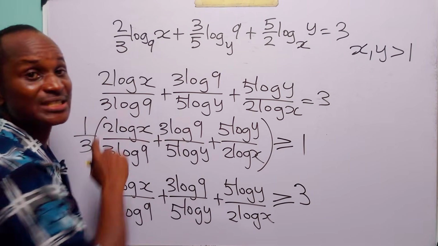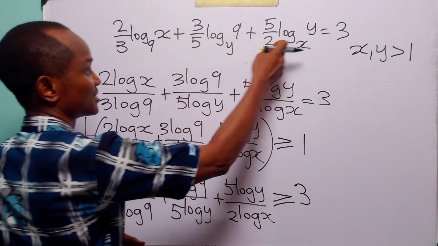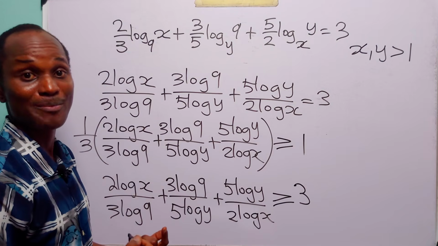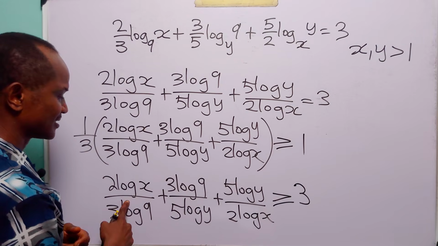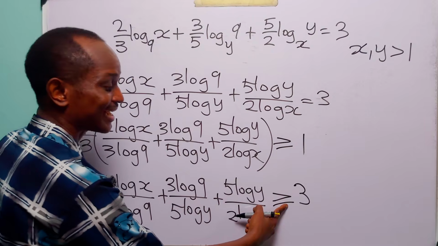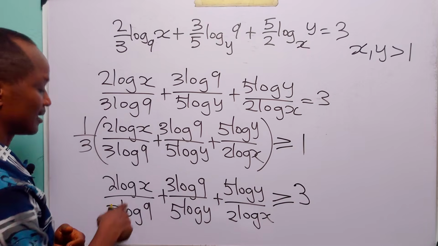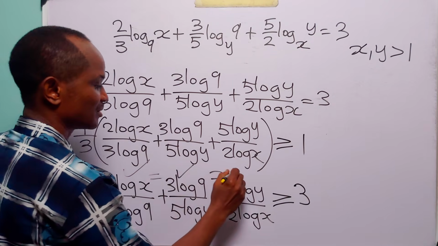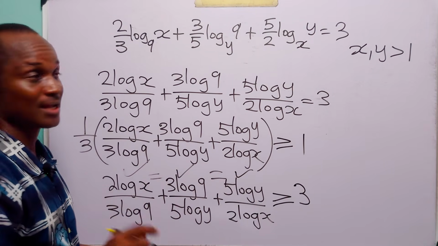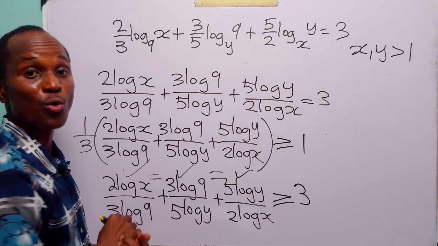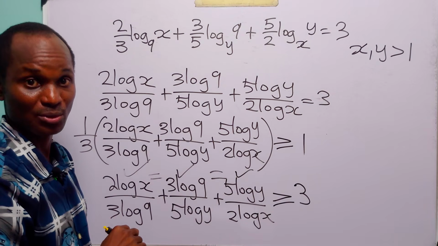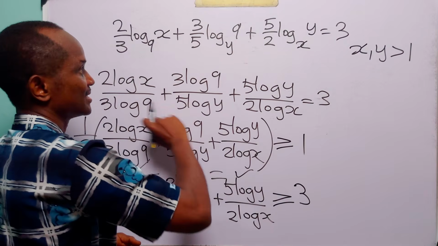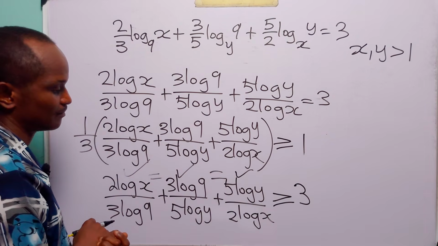Now, when you go back to the original equation, we have that this plus this plus this is equal to 3. So we can conclude from the arithmetic mean, geometric mean inequality that since this plus this plus this must be greater than or equal to 3, then from the equation we have that this must be equal to this, must be equal to this. So the only way that this equation is going to hold, is going to be possible according to the AM-GM inequality is if this is equal to this and equal to that.